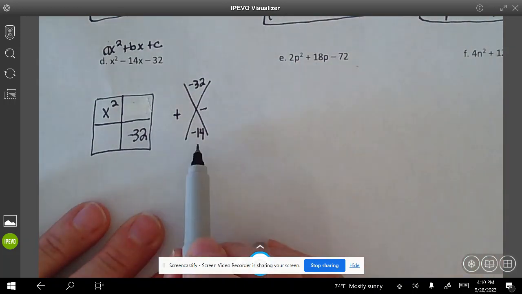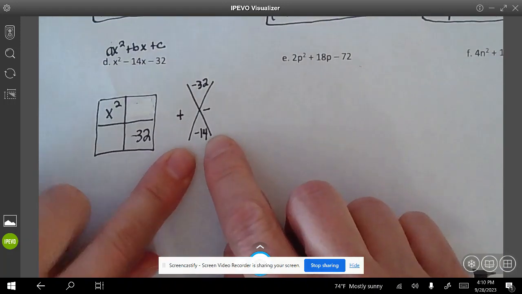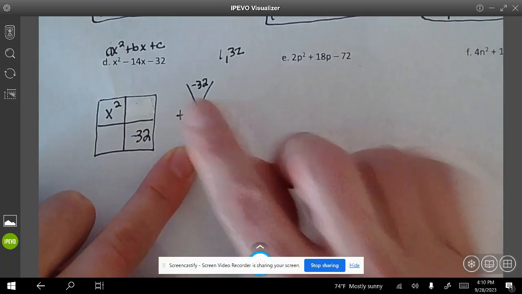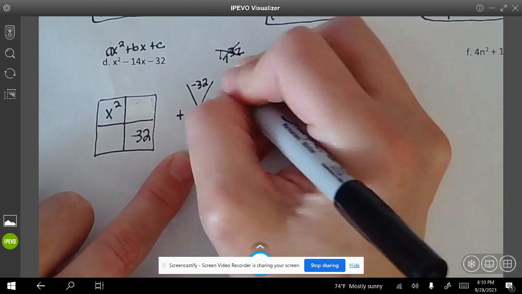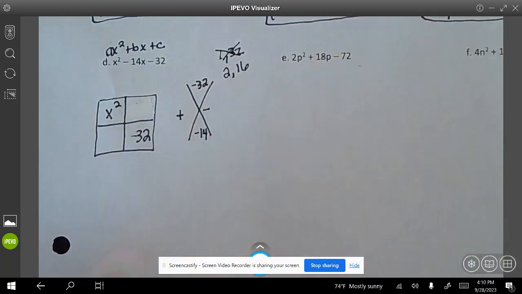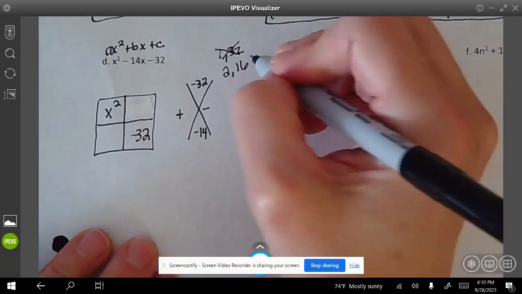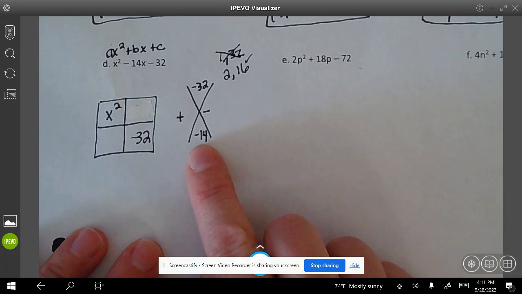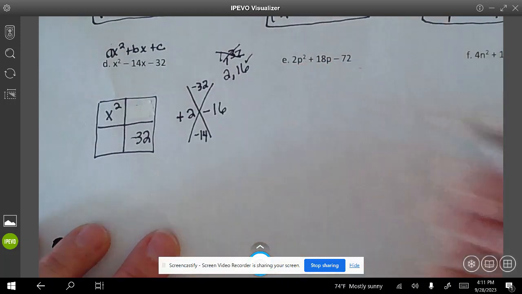Now, to get the negative 14, since these are opposite signs, that means I'm subtracting. So 1 times 32 gives me 32, but 32 minus 1 is 31, so that doesn't work. Let's go to 2. 2 times 16 gives me 32, and 16 minus 2 is 14. Hey, that works. My bigger number needs to be negative because I have a negative 14. So it's going to be negative 16 and positive 2.